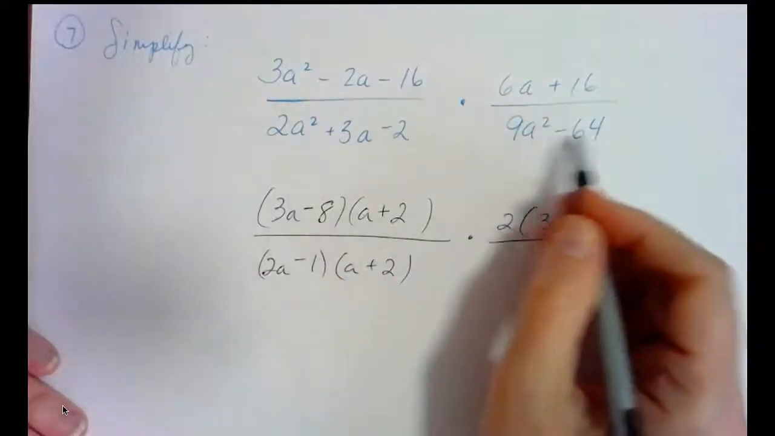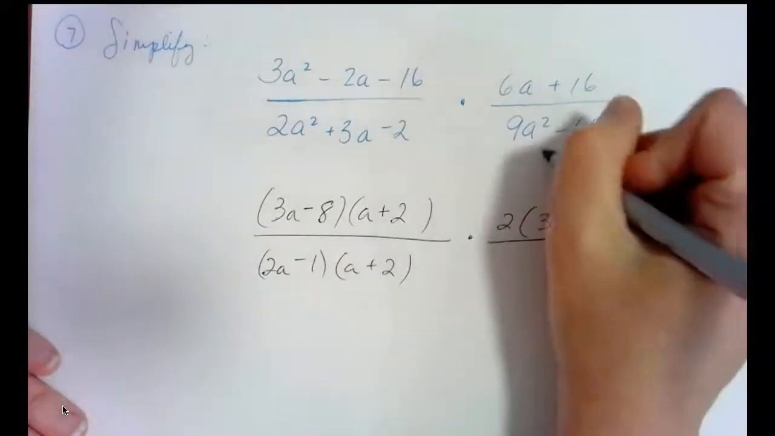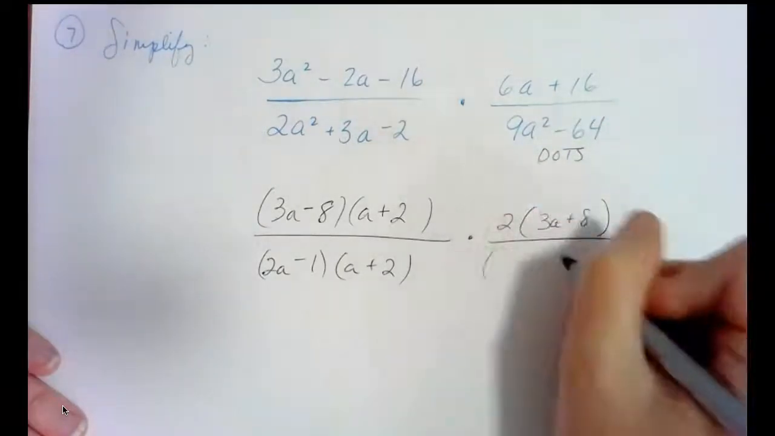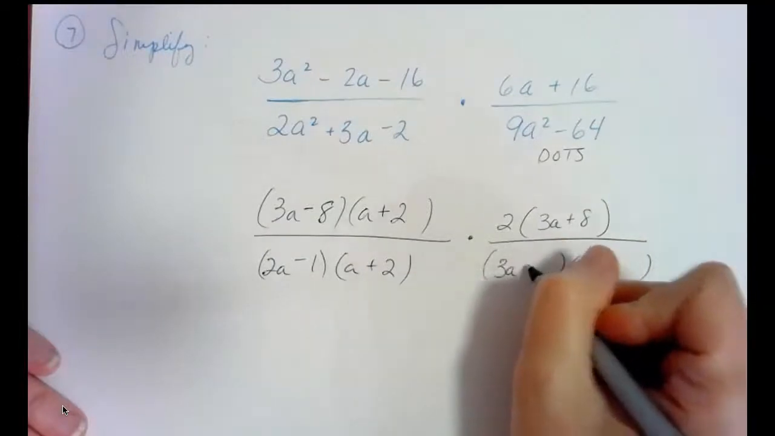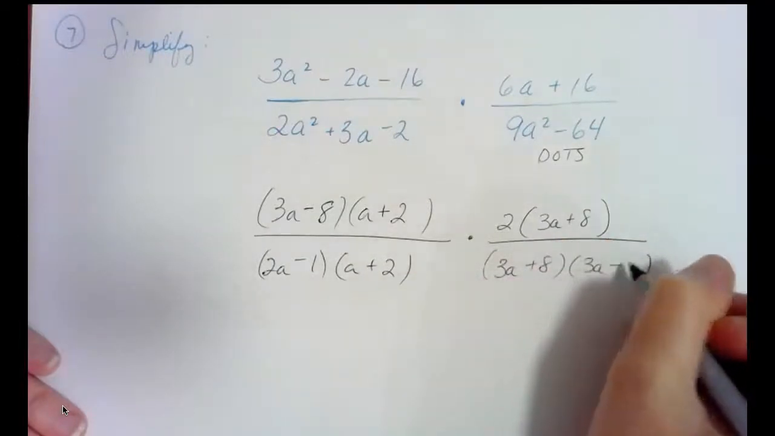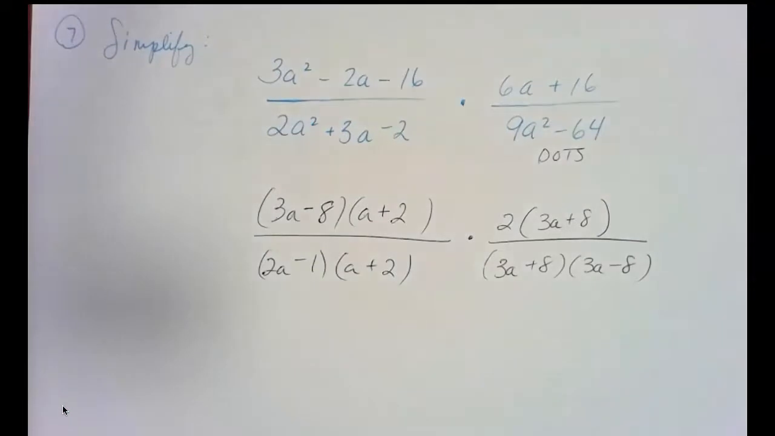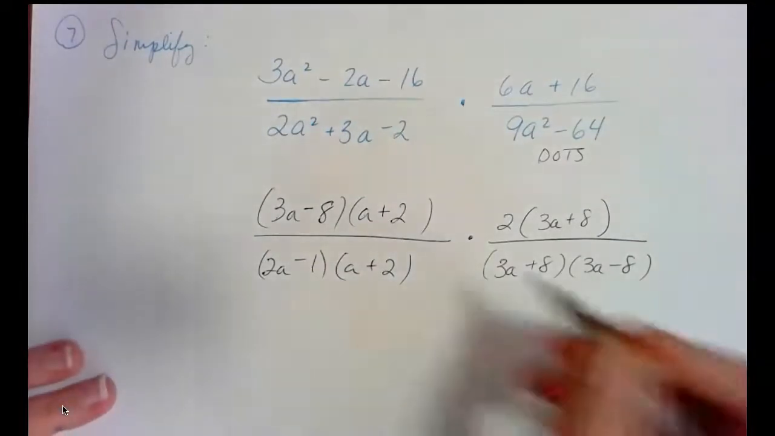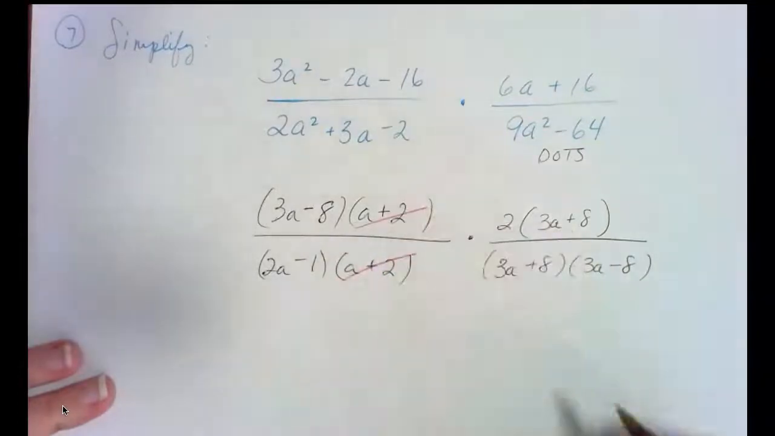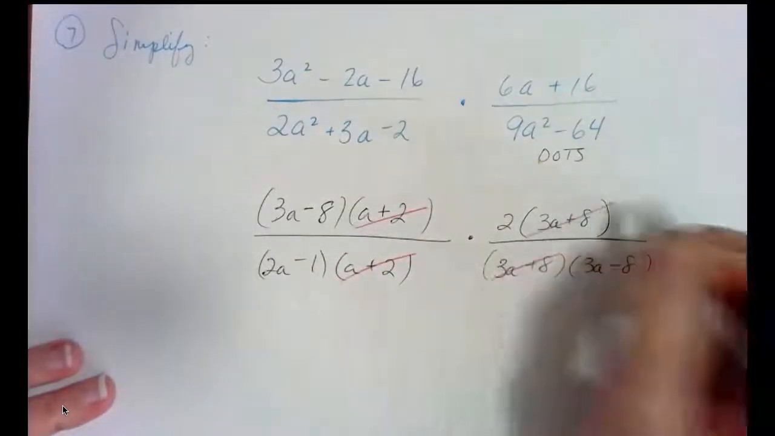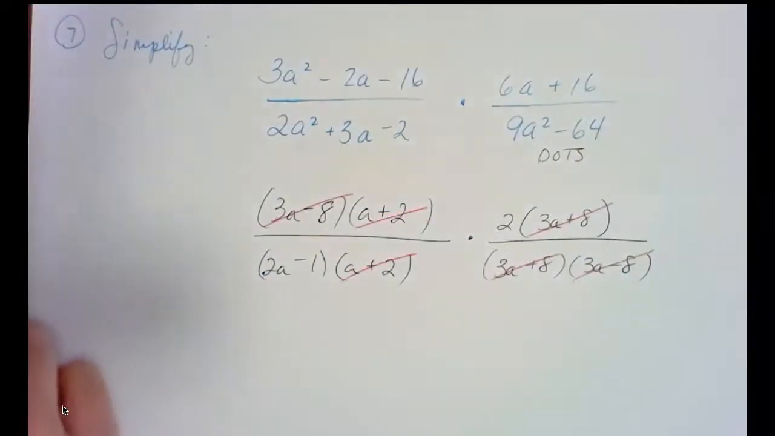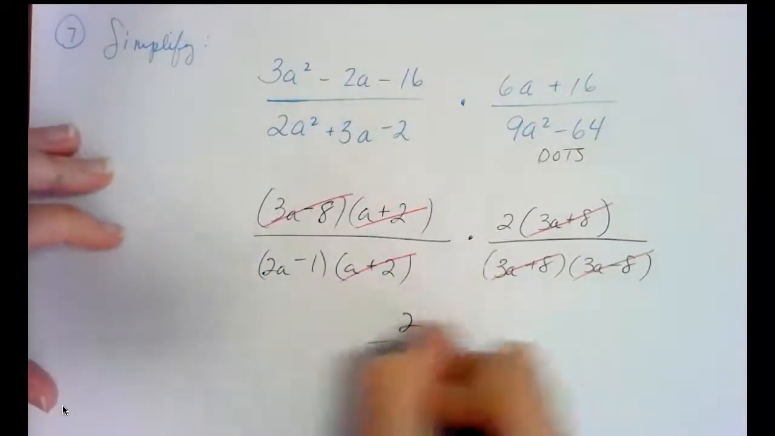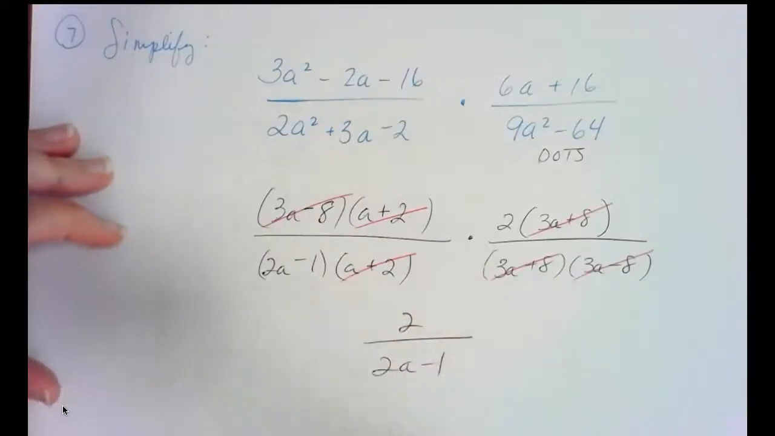Then to the bottom, this is the difference of two squares. So its factors are the conjugates of its square roots. So 3a plus 8, 3a minus 8. These problems are so satisfying when so much stuff cancels, and here it goes. A plus 2, a plus 2, 3a plus 8, 3a plus 8, 3a minus 8, 3a minus 8. What remains, all that remains in the numerator is 2, to the bottom is 2a minus 1.